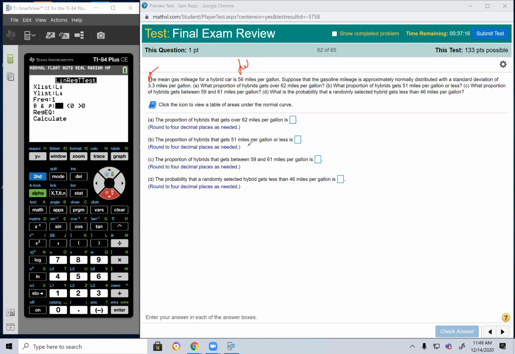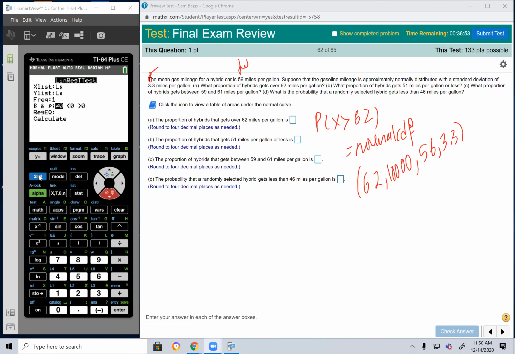So here he wants the probability of X more than 62, which means you have to use normal CDF. 62 is the lower bound, the upper bound is a million, the mean is 56, and the standard deviation is 3.3. The reason why I put this question is, if you see the word proportion, it's the same thing as asking you to do probabilities. So if you just go to second variable, normal CDF, and you put 62, and then you put a million.